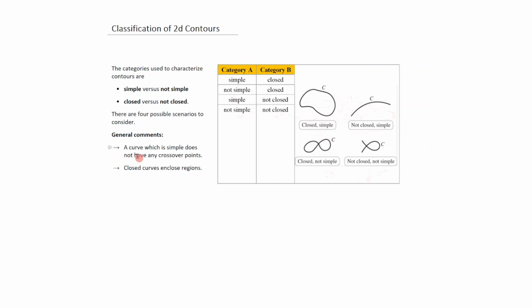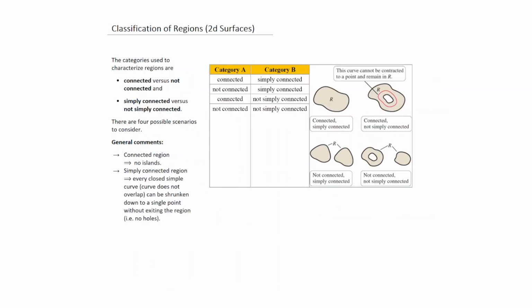So again, I just mentioned that a curve which is simple does not have any crossover points. Notice there's a crossover point, so this is not a simple curve. And also closed curves enclose regions. So for instance, this encloses this planar region that you see here. All right, now let's classify regions.